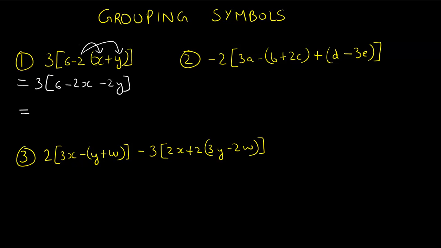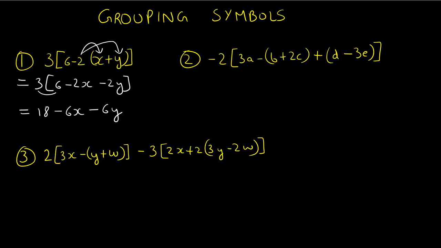Then we multiply 3 with 6, we get 18. 3 times negative 2x, we get negative 6x, and finally we have 3 times negative 2y, we get negative 6y, and that is our final answer. Number 2 is also similar, just a little bit longer.